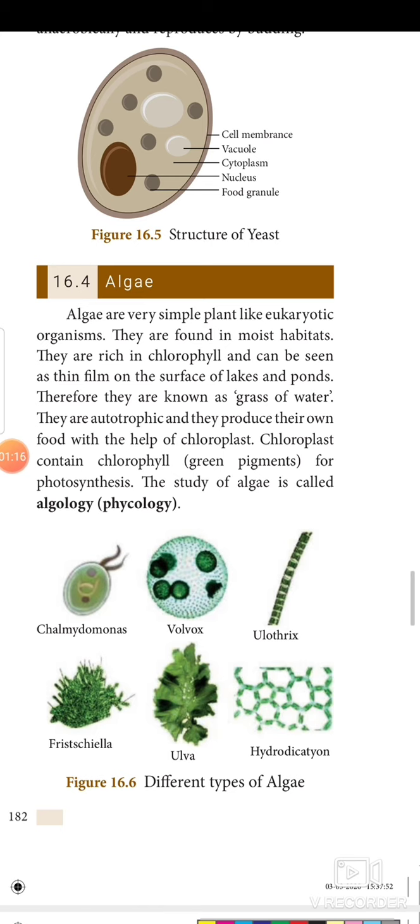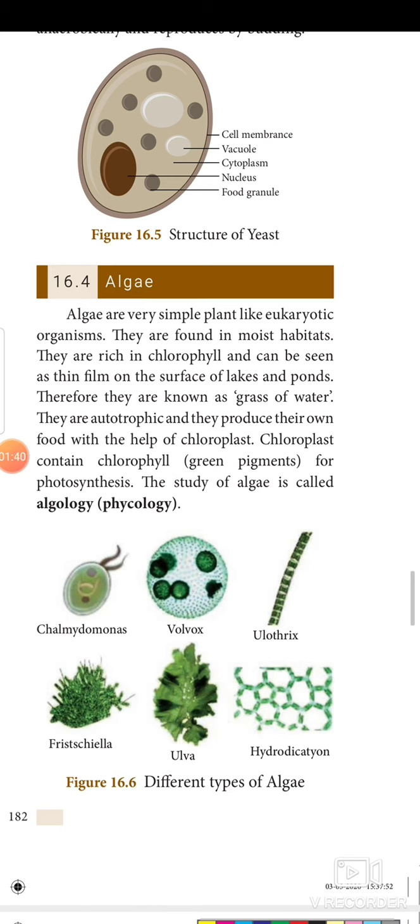It may be microscopic, it may be macroscopic. An example for microscopic unicellular algae is Chlamydomonas. An example for multicellular and macroscopic algae is Sargassum. Unicellular algae only we are going to see. It may vary in shapes. It may be of spherical, rod and spindle shapes.